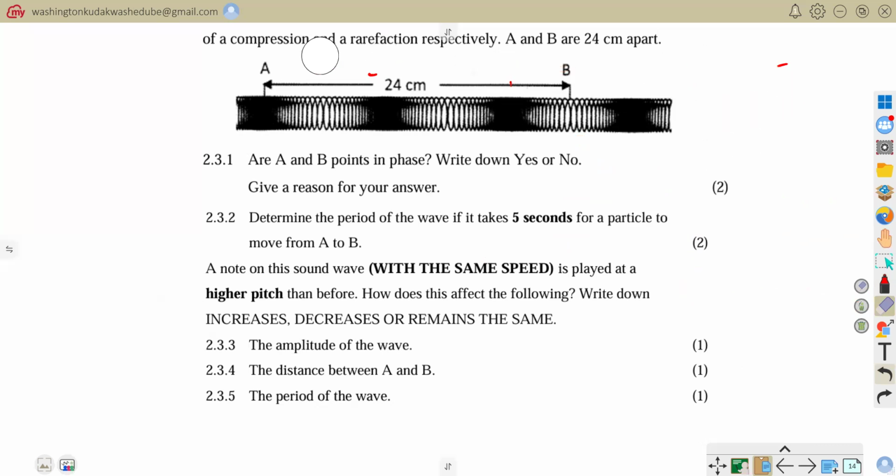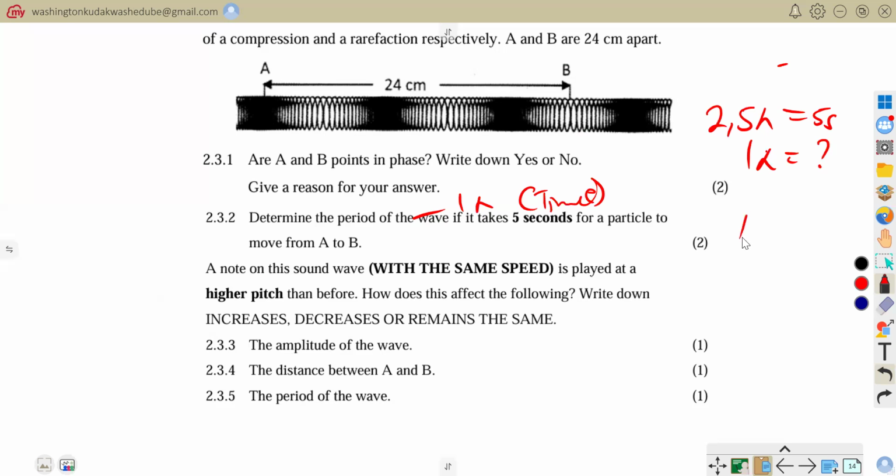So we know that the period is the time taken to cover one wavelength. We are saying that 2.5 wavelengths are covered in 5 seconds. What about one wavelength? It will be covered in 5 over 2.5. So our time period would be equal to 5 over 2.5, which is just equal to 0.5 seconds.